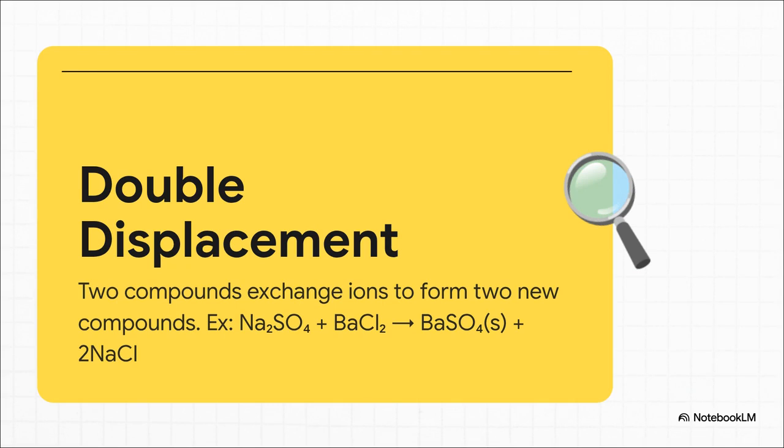So our last reaction was one element kicking another one out. But what happens when two compounds meet? Well, in a double displacement reaction, it's like they all swap partners. The sodium decides to hang out with the chloride, and the barium pairs up with the sulfate. And in this particular dance, the new barium sulfate pair is what we call an insoluble solid. It doesn't stay dissolved, so it falls out of the solution as a cloudy substance called a precipitate.